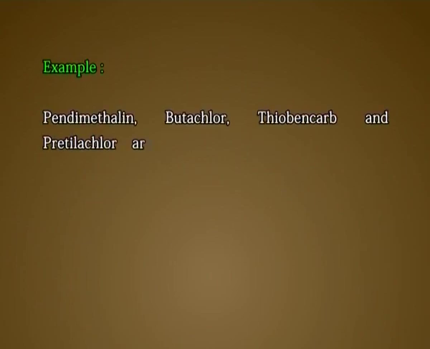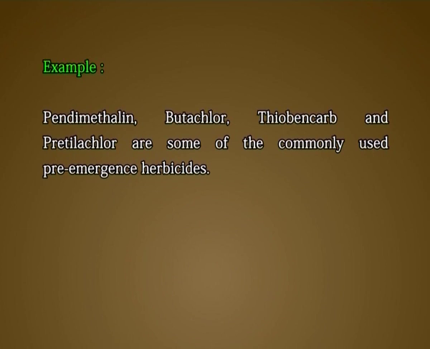For example, soil application of atrazine on the third day after transplanting, known as DAT, to sugarcane can be termed as pre-emergence to the crop, while soil application by spraying the same immediately after a rain to control a new flush of weeds in an intercultivated orchard can be specified as pre-emergence to the weed. Pendimethalin, butachlor, thiobencarb, and pretilachlor are some of the commonly used pre-emergence herbicides.